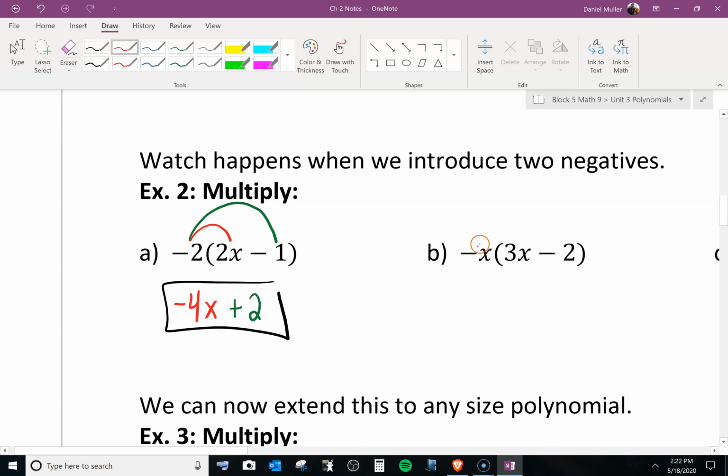Let's take a look at B. There's a negative and a negative x times 3x. So there's a negative times 3, or this is like a negative 1. You can think of this as a negative 1. Maybe I'll put that 1 in there. So negative 1 times negative 1 times 3 is negative 3. And then I've got an x and an x to get me an x squared. And then those ones right there, a negative 1 times a negative 2 is a positive 2. And there's going to be just a single x.